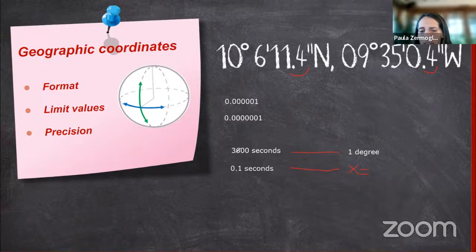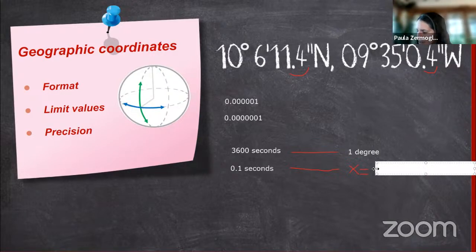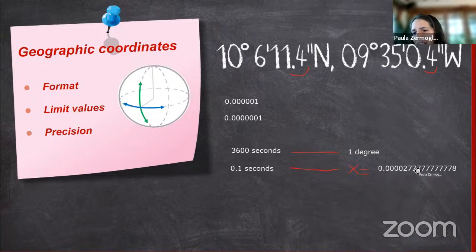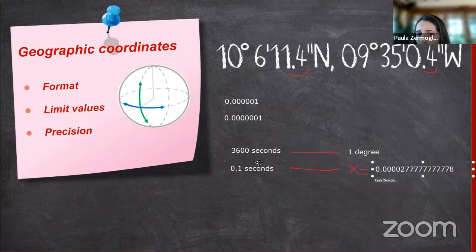So if 3,600 seconds is 1 degree, 0.1 seconds, how many degrees is that? And this is, let me put the correct amount of digits, 2, 7, 7, 7, 7, 7, 7, 7, 7, 7, 8. Let's truncate it there. But this will be the value that actually continues to the infinite 7, 7, 7 at the end. Okay. This is the conversion of these seconds to degrees. So we're converting this precision to decimal degrees.